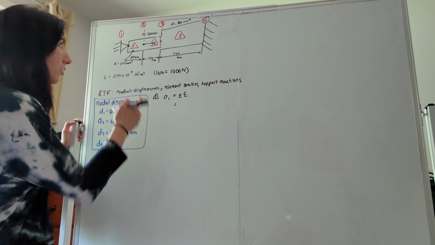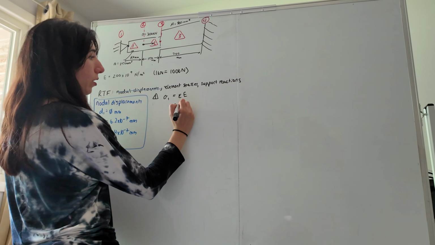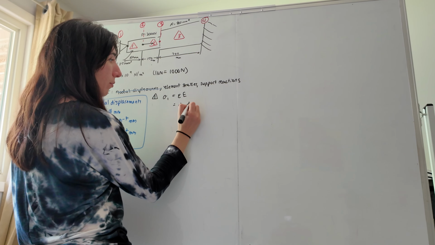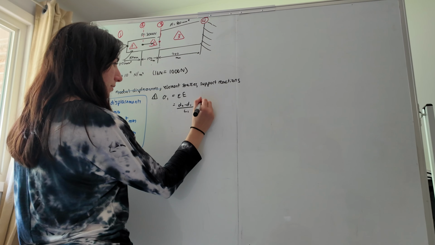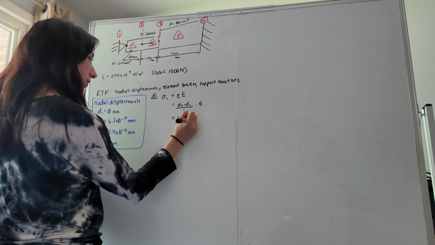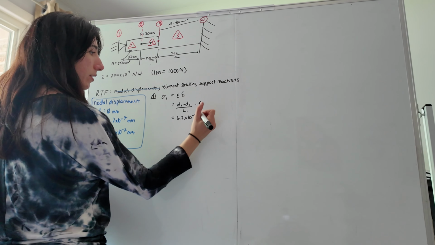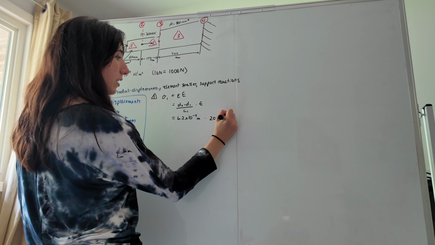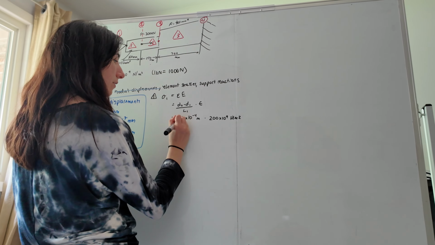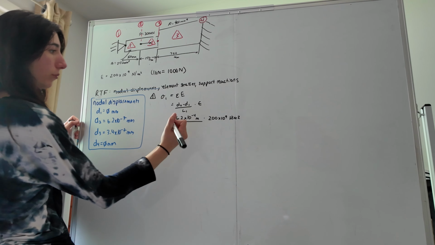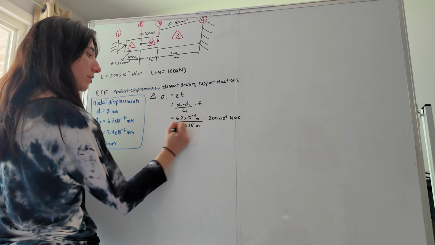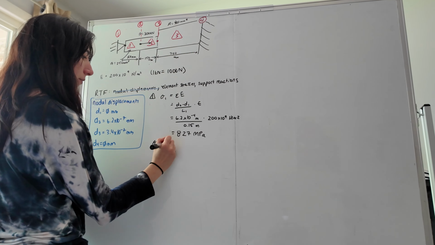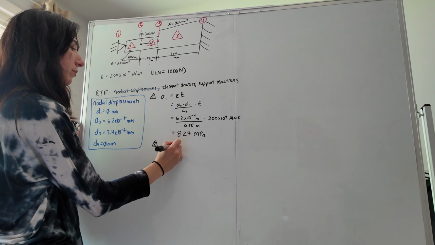In this case, the change in displacement is between nodes 2 and 1 for the left-hand side of bar 1. So stress will be (d2 minus d1) divided by L1, times E. d2 is 6.2 times 10 to the negative 4 meters, times our E value given from the question, which is 200 times 10 to the 9 Newton per meter squared, divided by the half length of bar 1, which is just 0.15 meters. That gives us about 827 megapascals.